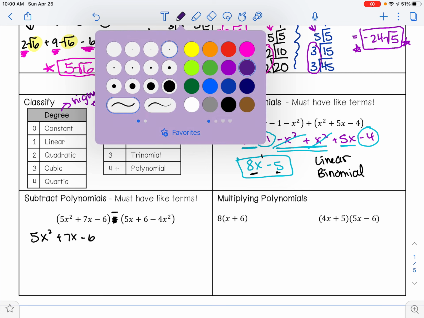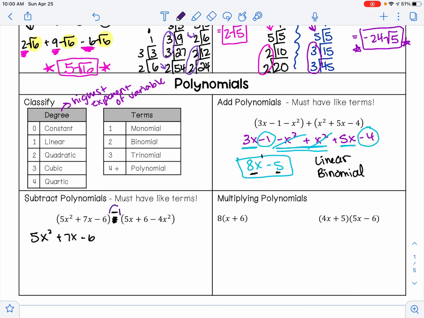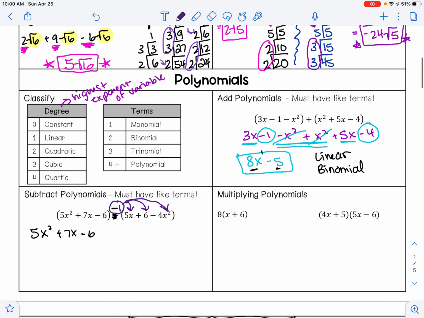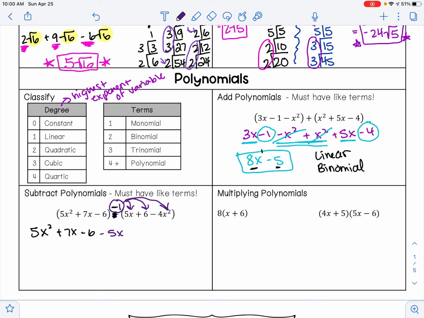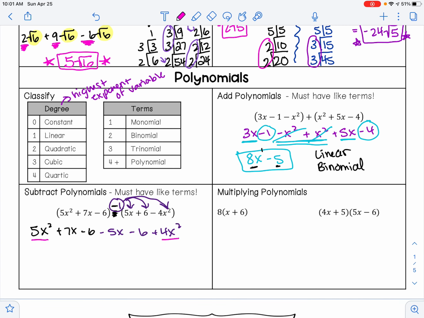For this second set of parentheses, I have this negative sign out in front. And this is really like a -1. And so I need to distribute that to everything in this second set of parentheses. -1 times 5x, sorry about that, is -5x. -1 times 6 is -6. And -1 times -4x squared is +4x squared. Now that I've distributed that negative sign, I can go ahead and combine like terms. 5x squared plus 4x squared is 9x squared. 7x minus 5x is 2x. -6 minus 6 is -12. So this is my answer.